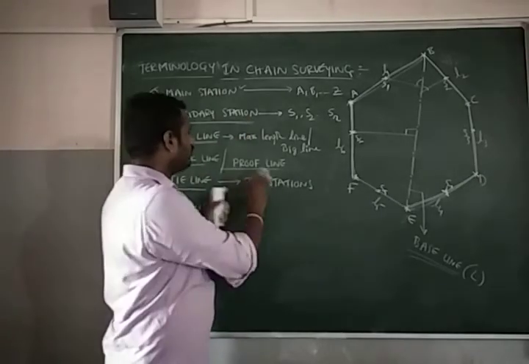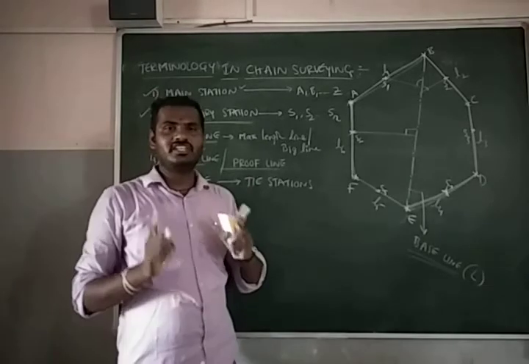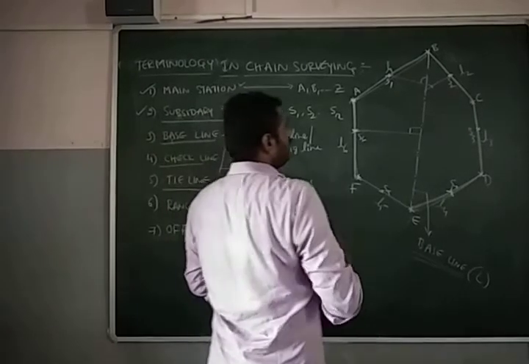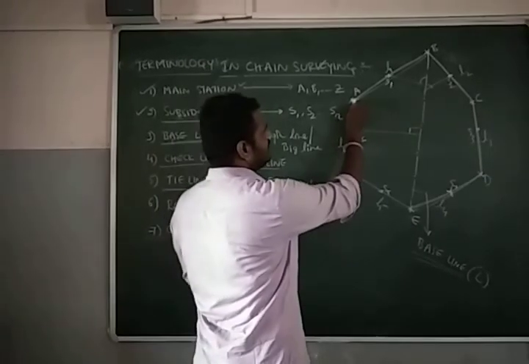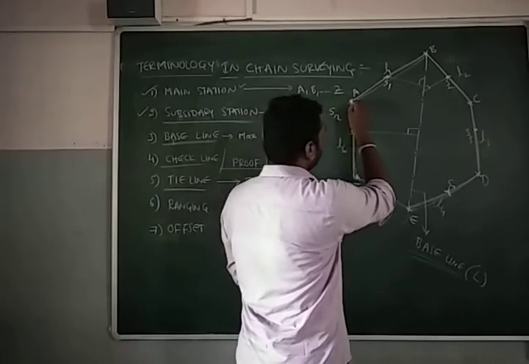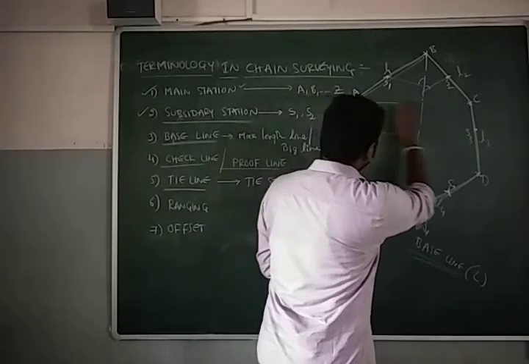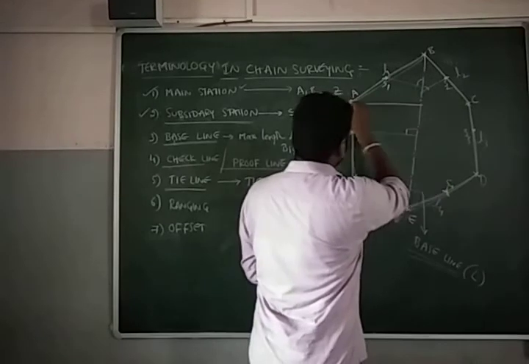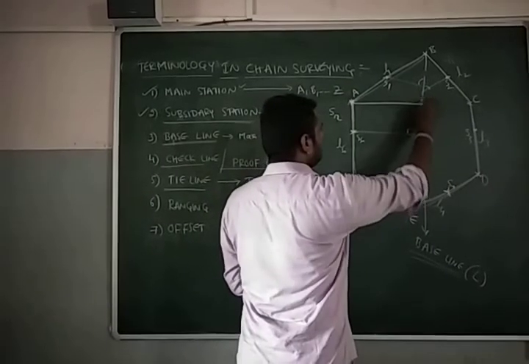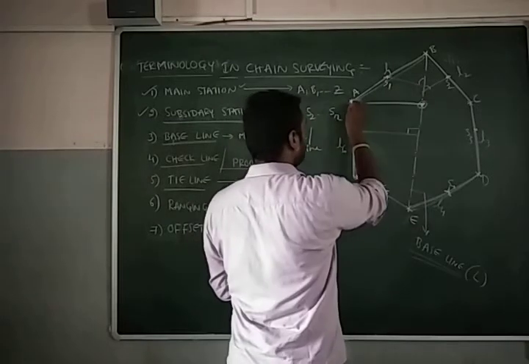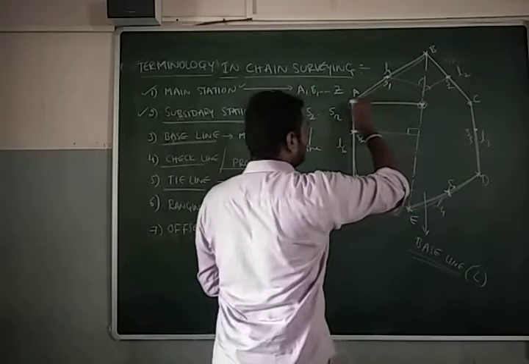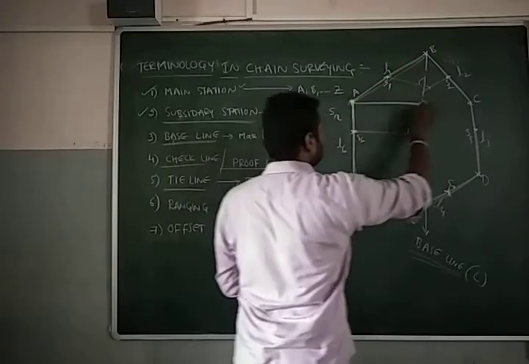A check line or proof line is something that runs from the apex of triangles. For suppose if you want to make a triangle, see, this is an apex. Let us consider this is an apex A. I am taking A as an apex. Now from A, I am going to connect a point somewhere else here. Let us take this as some point. So A, this point, and the B main station, there is a triangle formed.